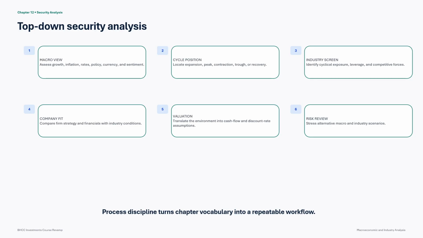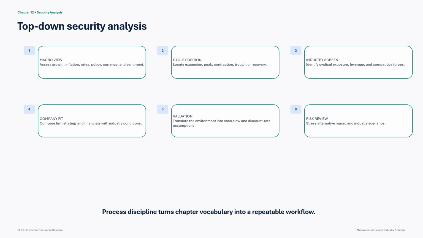Step 2 is the cycle position. Decide whether the economy appears to be in expansion, peak, contraction, trough, or recovery. The label will never be perfectly certain. Use multiple indicators, not one heroic forecast. New orders, unemployment claims, building permits, credit spreads, inventories, and the yield curve can provide different pieces of the picture. The best conclusion may be a range of plausible cycle states rather than a single confident word.